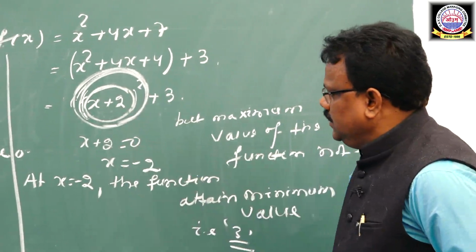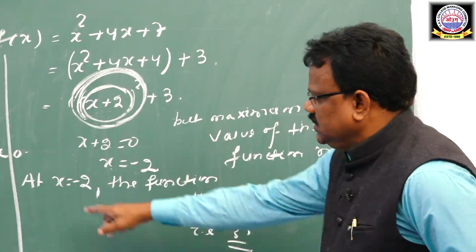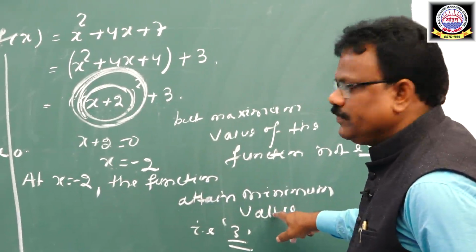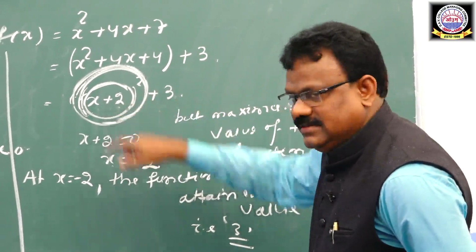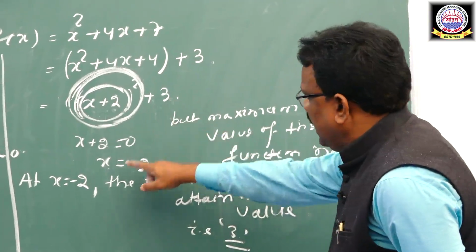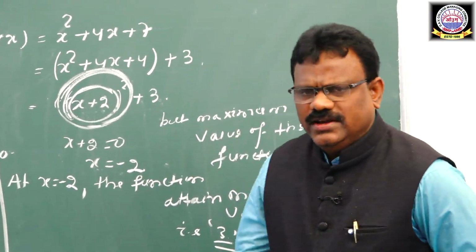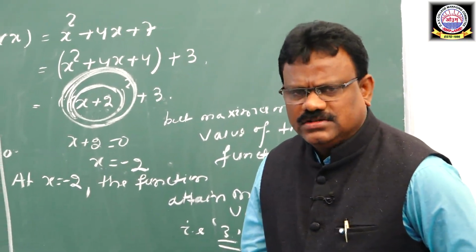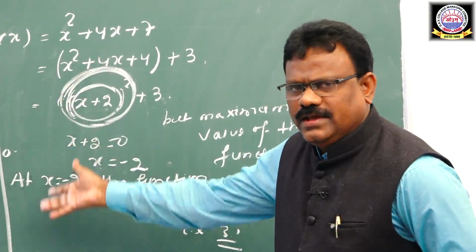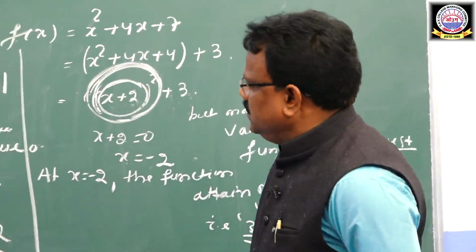So we conclude that when x plus 2 is 0, at that time x is equal to minus 2, means at x is equal to minus 2 the function attains its minimum value, because the remaining value will be added to 3, since the plus sign is there. So the minimum value of the function is 3 at x is equal to minus 2, but the maximum value does not exist. You are standard 12 students, but I feel even class 10 students can tell about this because they have the idea about the square of a function.